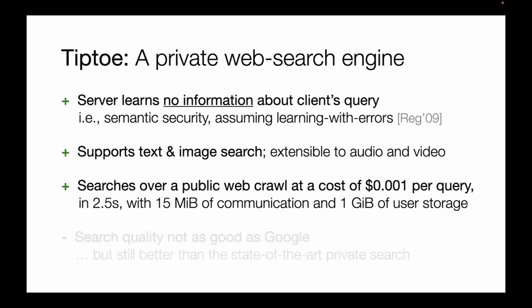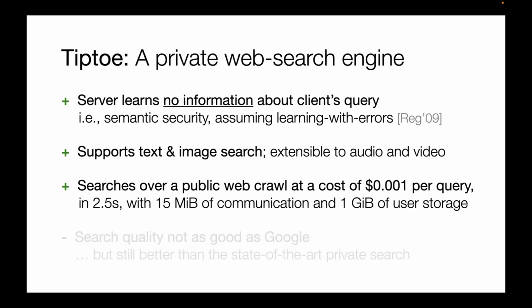Our prototype of TIPTO supports search over text and image data, and we show that our approach is readily extensible to other document types like video or audio. And finally, our evaluation shows that TIPTO can search over a public web crawl, so this is hundreds of millions of web pages, at a cost of only 1/10 of a cent per search query.